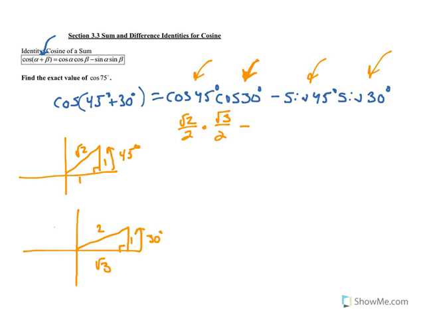Minus, and then we'll do the next one, sine at 45. The sine ratio at 45 is y to r, so that's 1 to radical 2, so radical 2 over 2. Times your sine ratio at 30 degrees. Look at your 30 degrees, and again, sine is y to r, so that's 1 to 2.